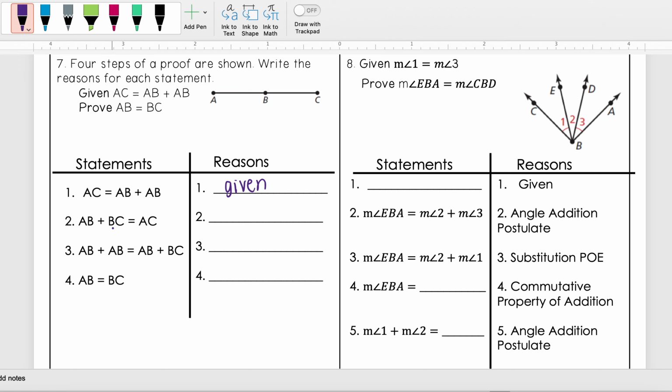Okay, and then the next step, it says AB plus BC is equal to AC. So I need to think about, where did they get that from? How did they come to that statement? Well, let's look at the figure that we're given. So we're given a segment here, AC, with B somewhere in between. And so something that we used a lot was the segment addition postulate. And I see this is exactly what they did here. They have that AB plus BC is equal to the entire thing. So this is going to be segment addition postulate.